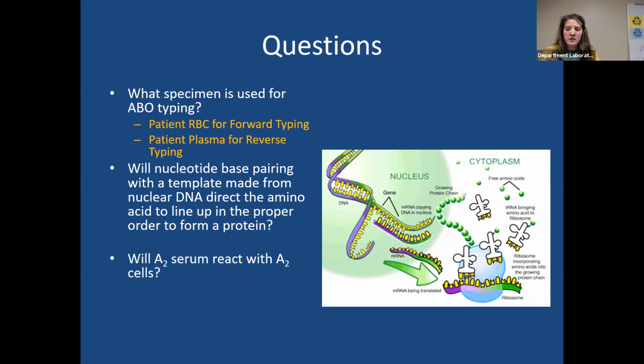Remember we talked about protein synthesis, which controls which antigens are expressed on the red cell. That is controlled by the DNA in the nucleus, which controls gene expression and determines what antigen is expressed on the red cell. It's all nucleotide-based pairing, with a template made from that nuclear DNA.